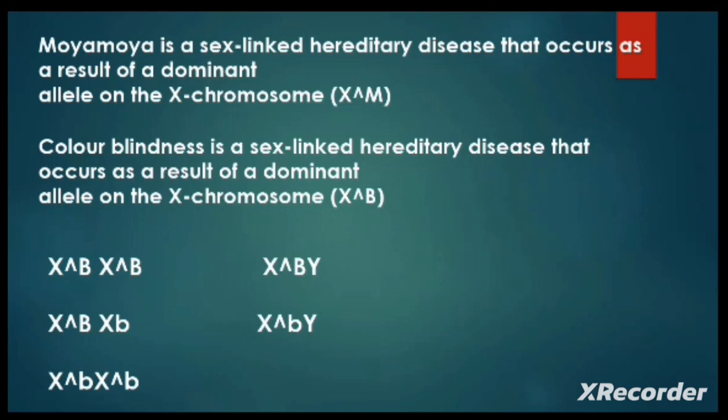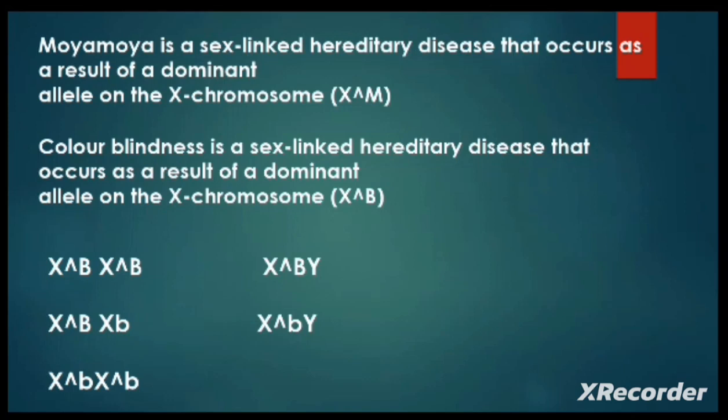A woman who is affected would have the first X with exponent capital letter B and the second X with exponent capital letter B. So the capital letter B shows that the woman is affected. Another woman who would be affected would have an X capital letter B and X small letter b.